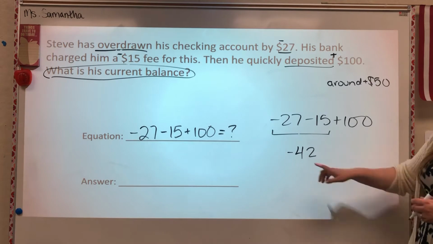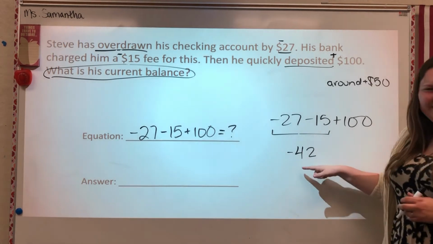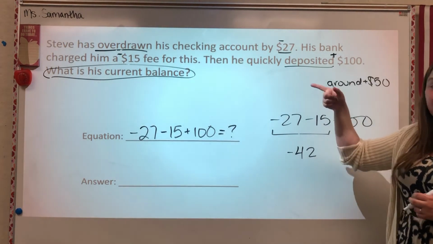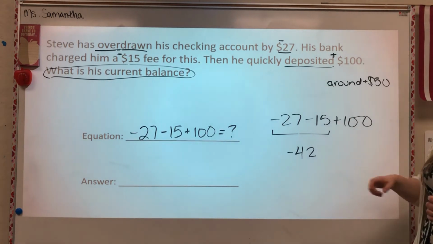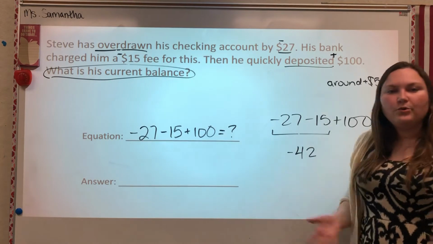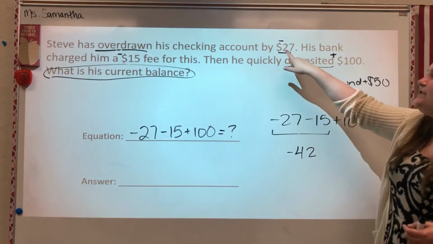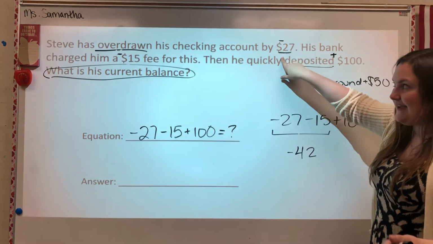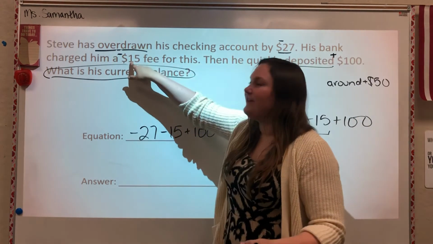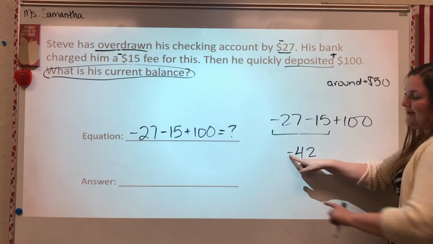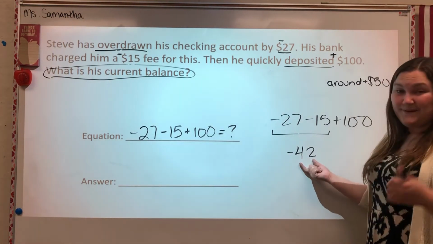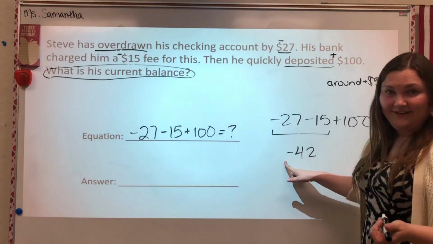Pause for a second and ask yourself, in this problem, what is negative 42? That number means something in this situation. What would that mean? Well, negative 42 is the total money he owes. He owes the $27 from overdrawing his account. He owes $15 for that fee. All we found here is the total money that he owes. That's why we added it, and it's also why it's a negative.